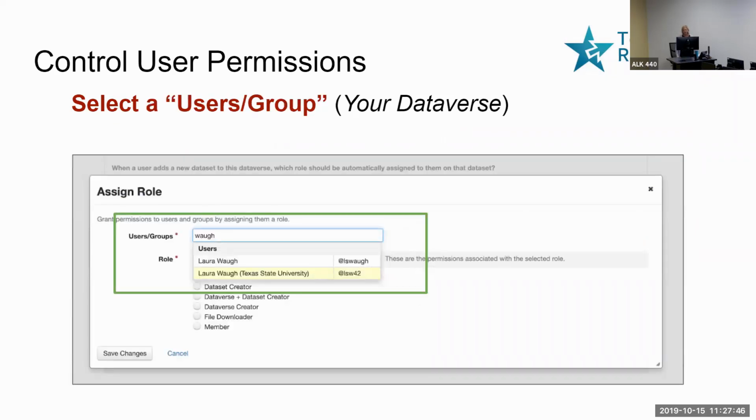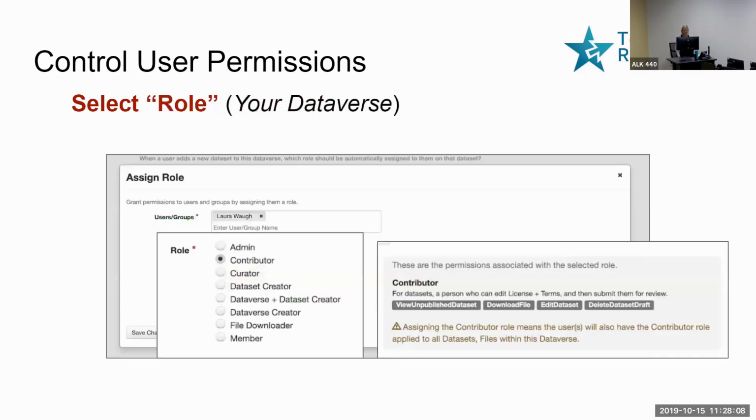So from there, you can start typing in someone's name, and if they are already a user, then their name will pop up here, their account. If they are not a user, then you can ask them to use that Google login on the Texas State Dataverse and create an account, and then their name will show up.